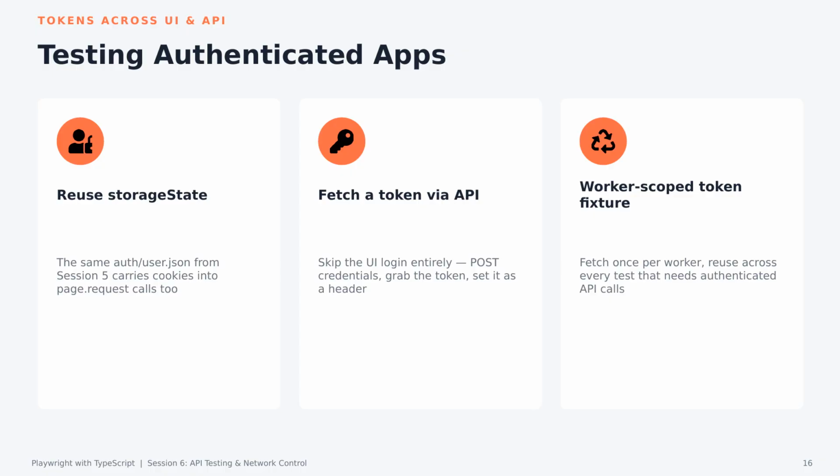Let's talk about tokens, spanning both UI and API together. Three approaches. Reuse storage state, the exact same auth/user.json file from session 5 carries cookies into your page.request calls automatically. Fetch a token directly through the API, skipping the UI login step entirely: post credentials, grab the token back, and set it as a header yourself. And a worker-scoped token fixture. Fetch that token exactly once per worker and reuse it across every single test in that worker that needs authenticated API calls.